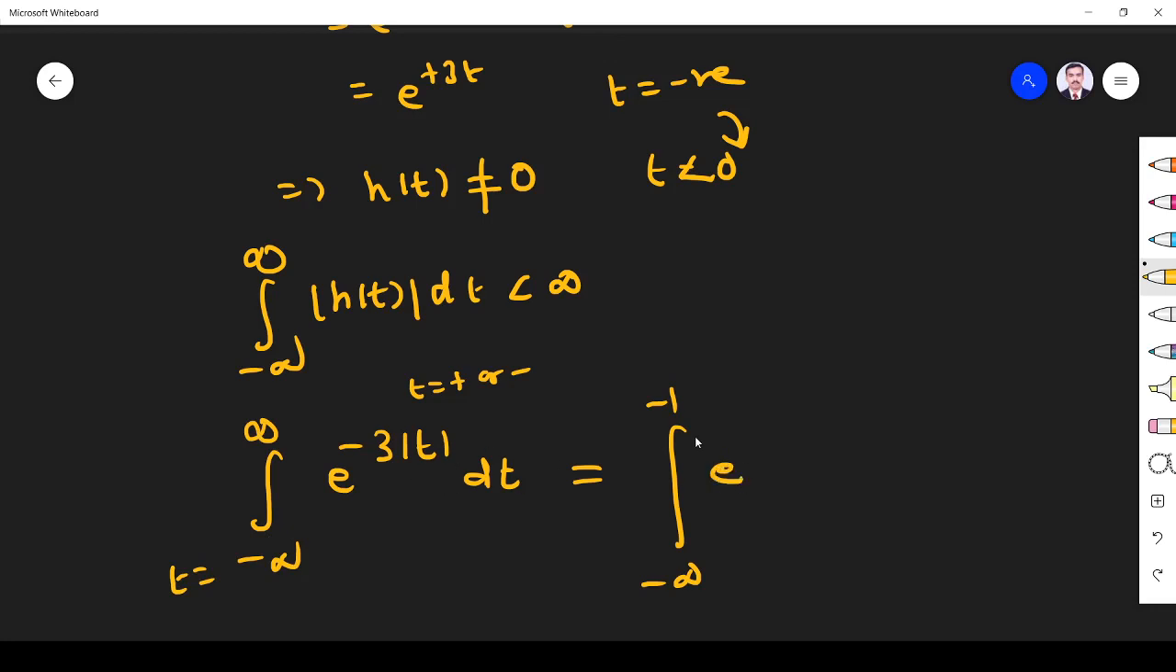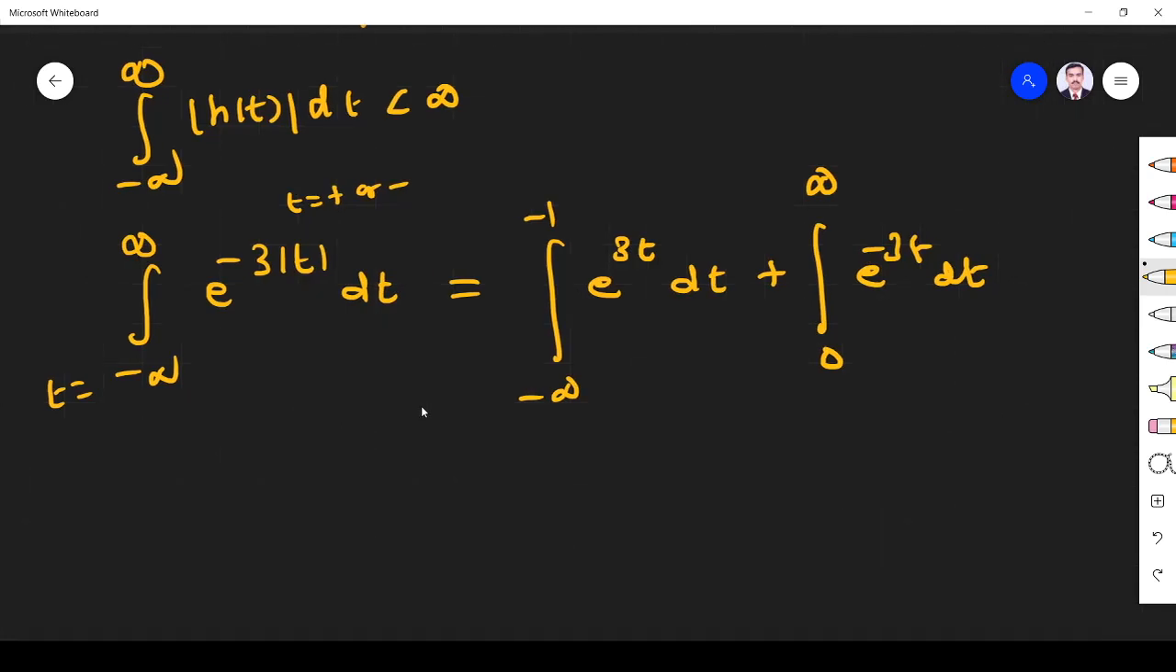For t negative, it becomes e power plus 3t dt, and plus 0 to infinity, where t is positive, it becomes e power minus 3t dt. We cannot stop at minus 1, so I take the point 0 separately. So the integration is from minus infinity to 0, and 0 to infinity.